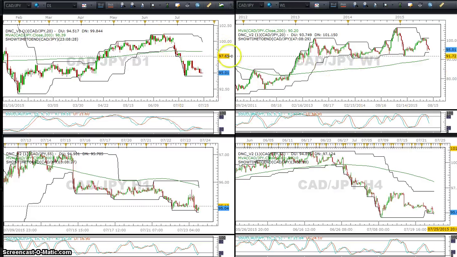And here we're in an open sell on the daily chart. We are not quite yet in an open sell on the weekly.